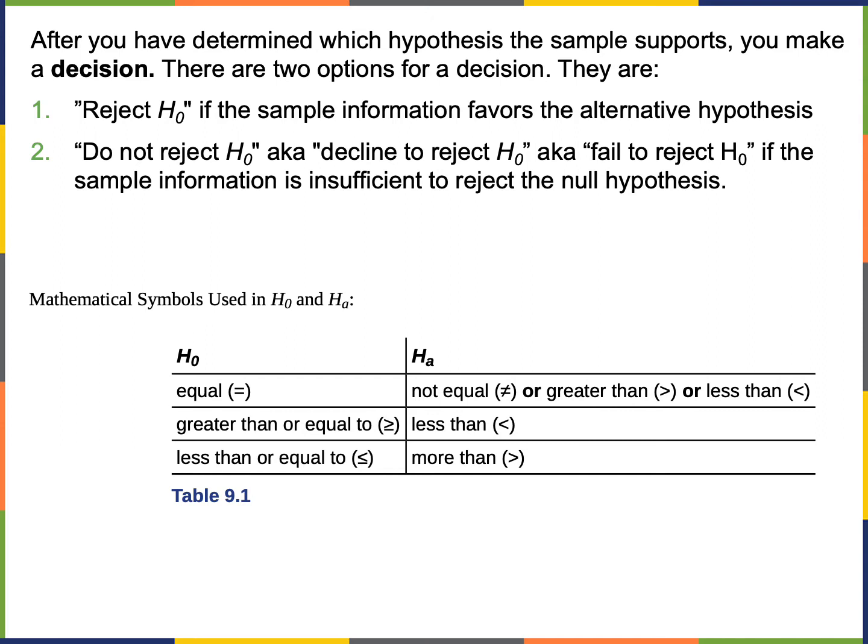Okay, so once we determine what hypothesis the sample supports, the null or the alternative, we make a decision. There's two options, right? The first option is we reject the null hypothesis, or we reject H0, if the information supports the alternative hypothesis. The other decision is we fail to reject, do not reject, in other words, decline to reject. These all mean the same thing. We do this if the sample information is insufficient to reject the null hypothesis.